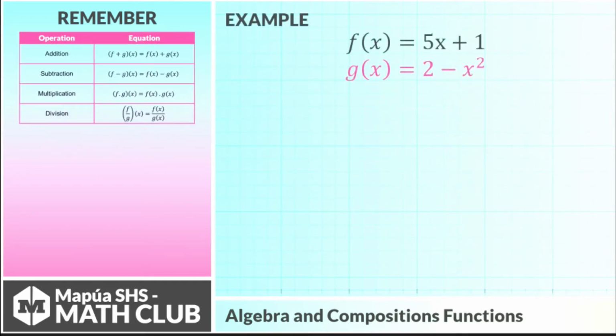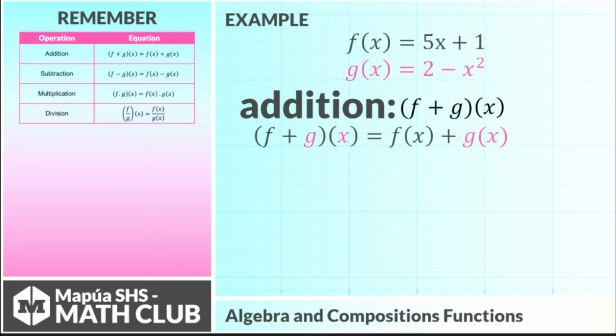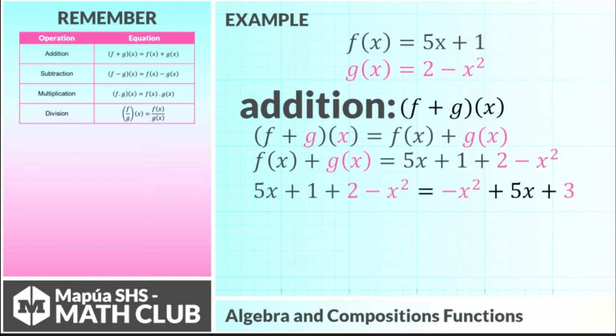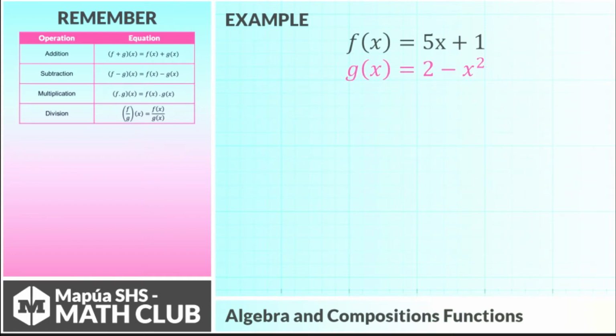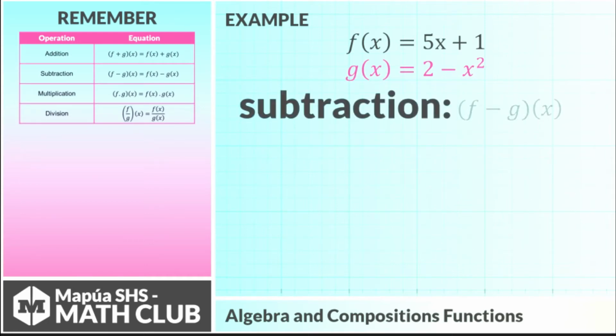If f of x is equal to 5x plus 1 and g of x is equal to 2 minus x squared, then what are the polynomial equivalents of the following functions? For (f plus g) of x, we just have to add. So, 5x plus 1 plus 2 minus x squared is equal to negative x squared plus 5x plus 3. Note that even though it is not wrong, we must learn to arrange our polynomials in decreasing exponents for easier derivation.